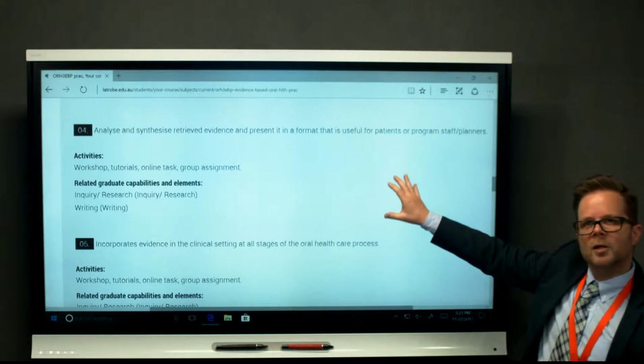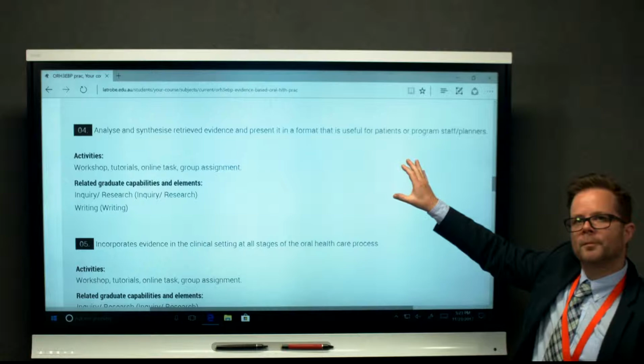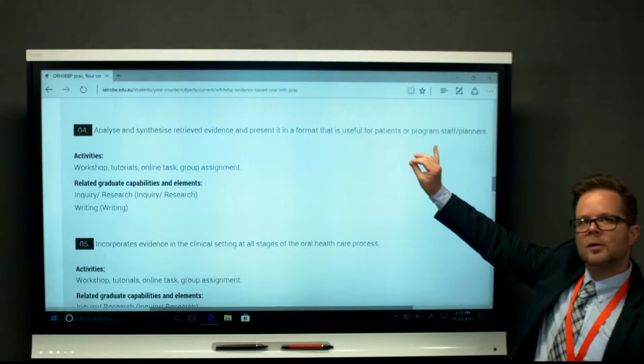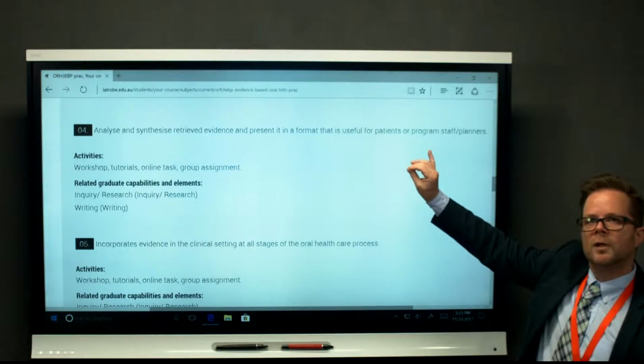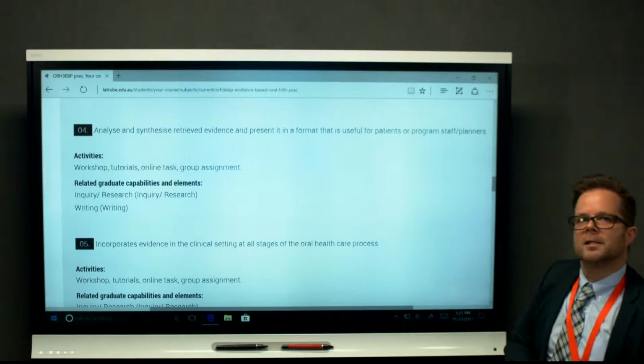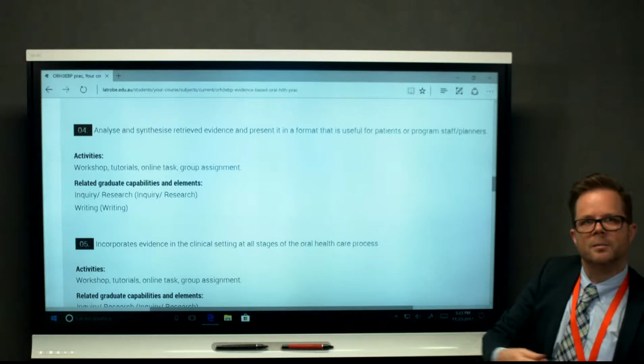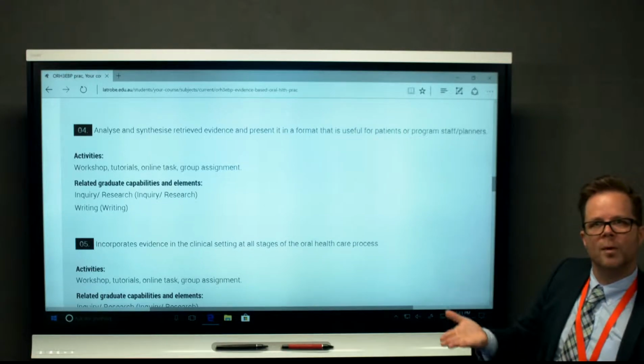So you can see very much a linear pathway: asking questions, searching and retrieving information, and then analysing and synthesising that information to bring to bear on the problem. So it's a logical pathway.